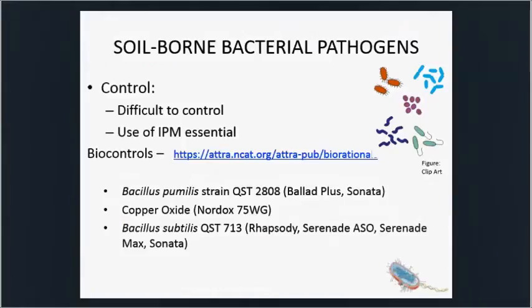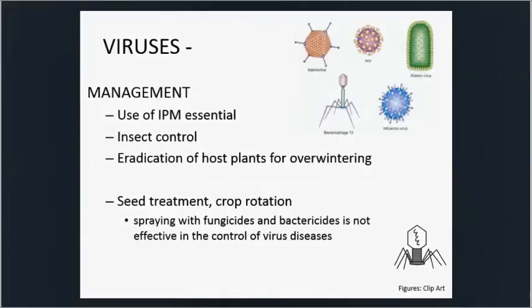Some of the bacterial pathogens, again, they're difficult to control. Use of IPM is essential on these. Some of the biocontrols are going to be Bacillus, such as Ballad Plus or Sonata. Any type of copper oxide, such as Nordox, or Rhapsody, Serenade, Sonata. These type of products will be good for organic.